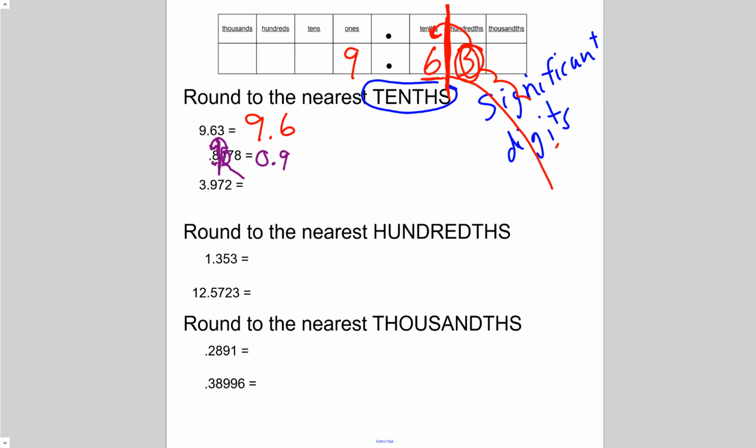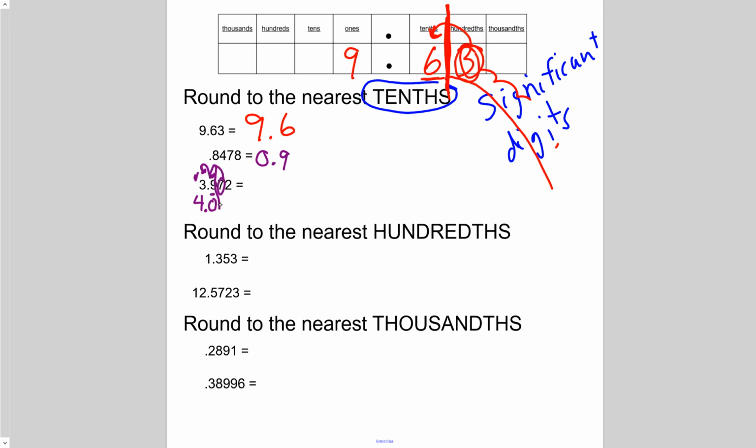Now our next one is a little different. Our next one, 9 and 3 and 972 thousandths. Well, there's that tenths place. Okay, so here we are looking. What's the 7 tell the 9? Well, the 7 tells the 9 to round up, which means it goes to 10, which we can't fit. So it's that rolling 9 idea, right? So we bring that up here, so it becomes 4.0.